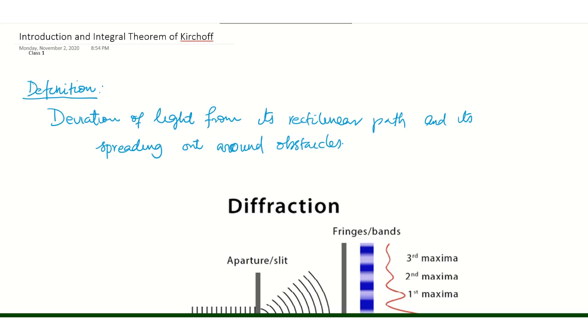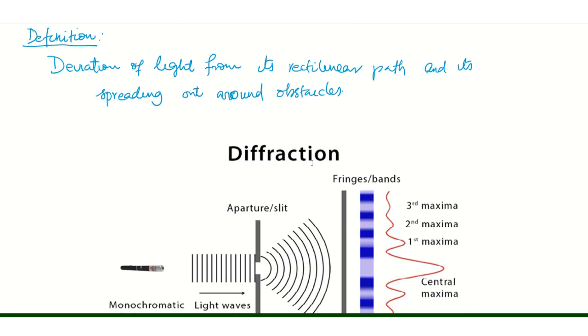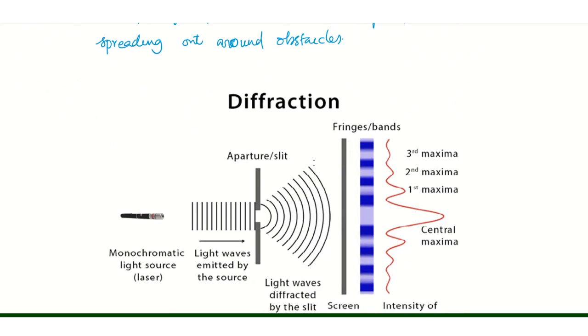And since light spreads out around its object, around the obstacles, the shadows are not sharp. Or in other words, you will see some intensity modulations around the shadows. That's what we want to study in diffraction.